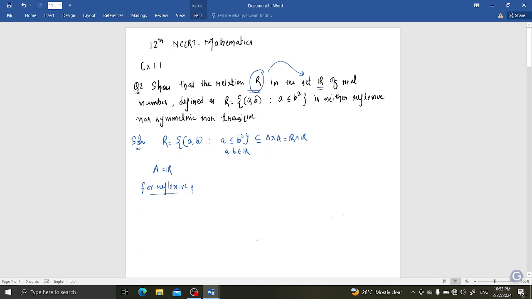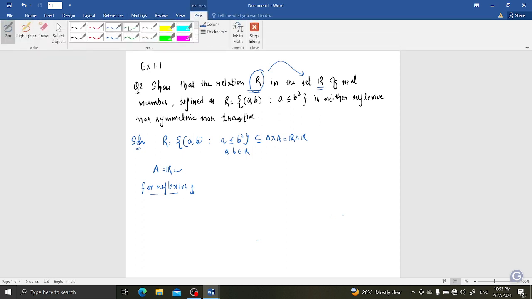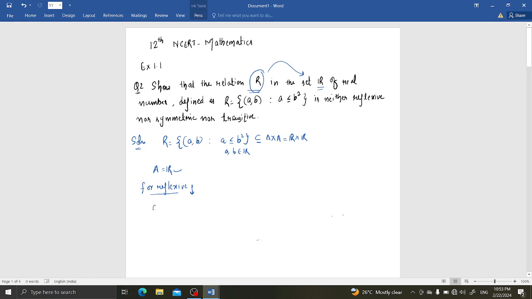What we need to prove for reflexive? We need to check if every element of the set of real numbers is related to itself. We observe here that if we choose 0 belongs to R, 0 as a real number, then (0, 0) belongs to relation R. Why so? Because 0 satisfies this property. Also, if 1 belongs to R, then we observe that (1, 1) also belongs to R. 1 is less than or equal to 1 square.